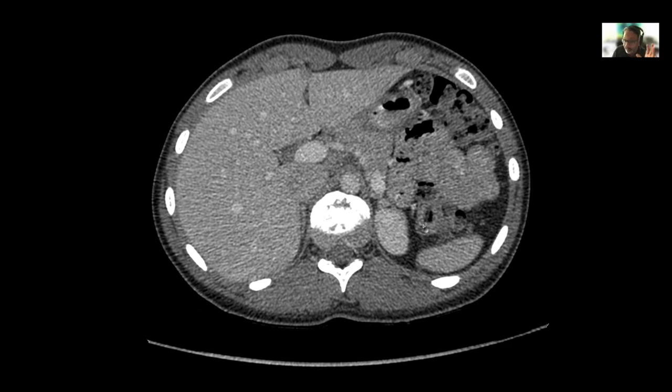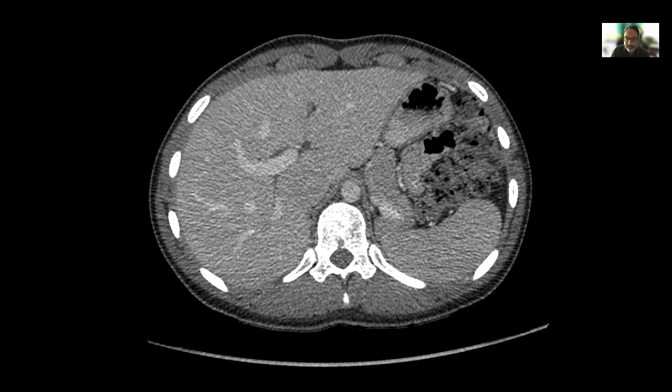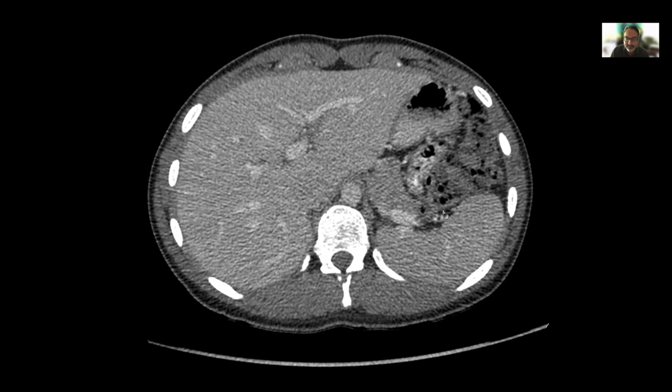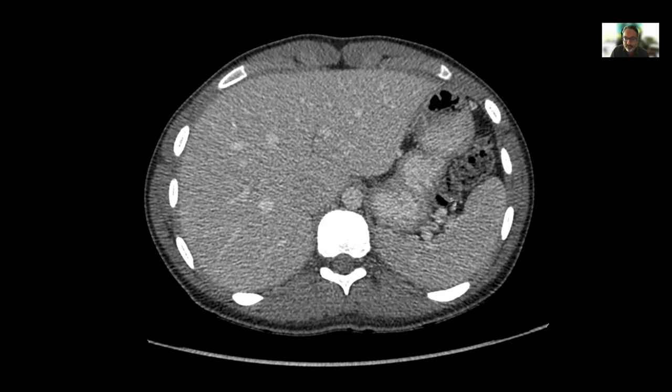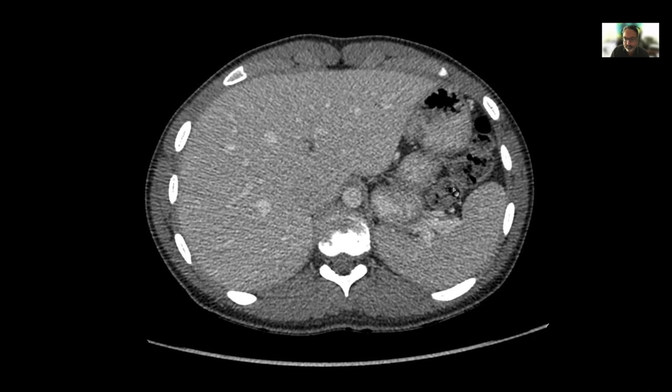Now it's getting to the splenic flexure. That is now the splenic flexure. And that's the pancreas. That's the stomach there. And that's the splenic flexure. If we keep going up, you're going to see that that's still the splenic flexure, but it is now going this way. So this is the transverse colon.